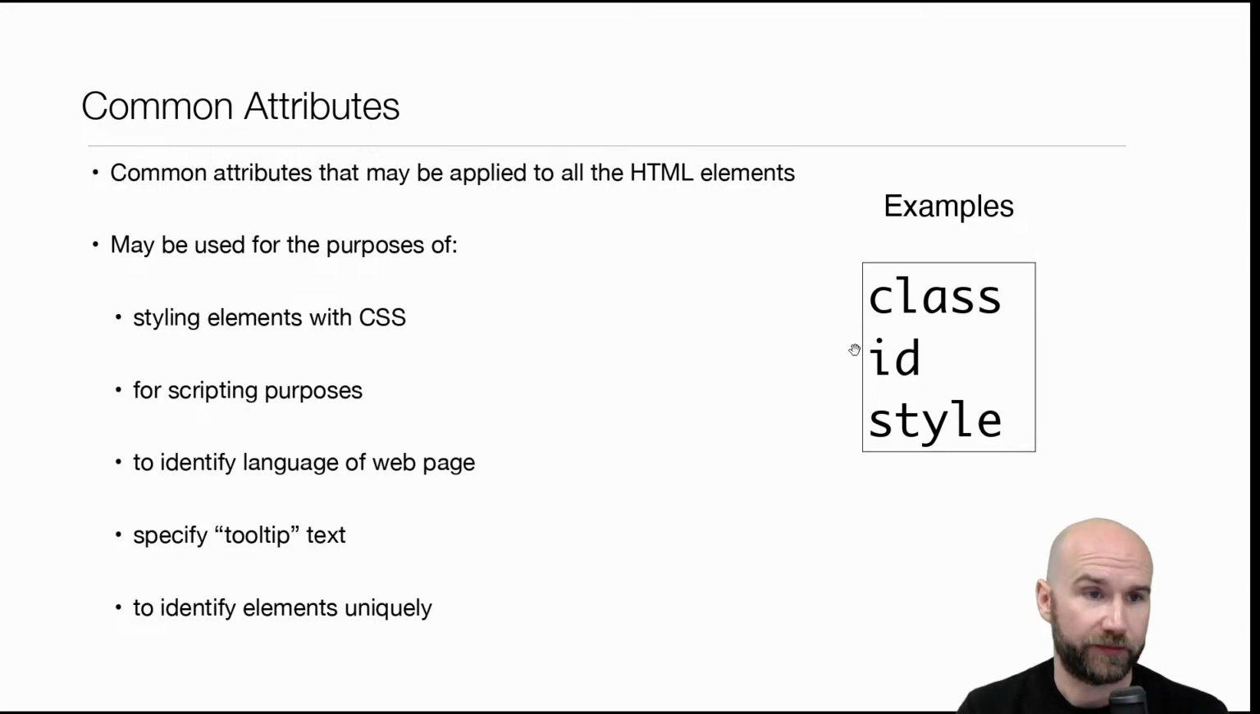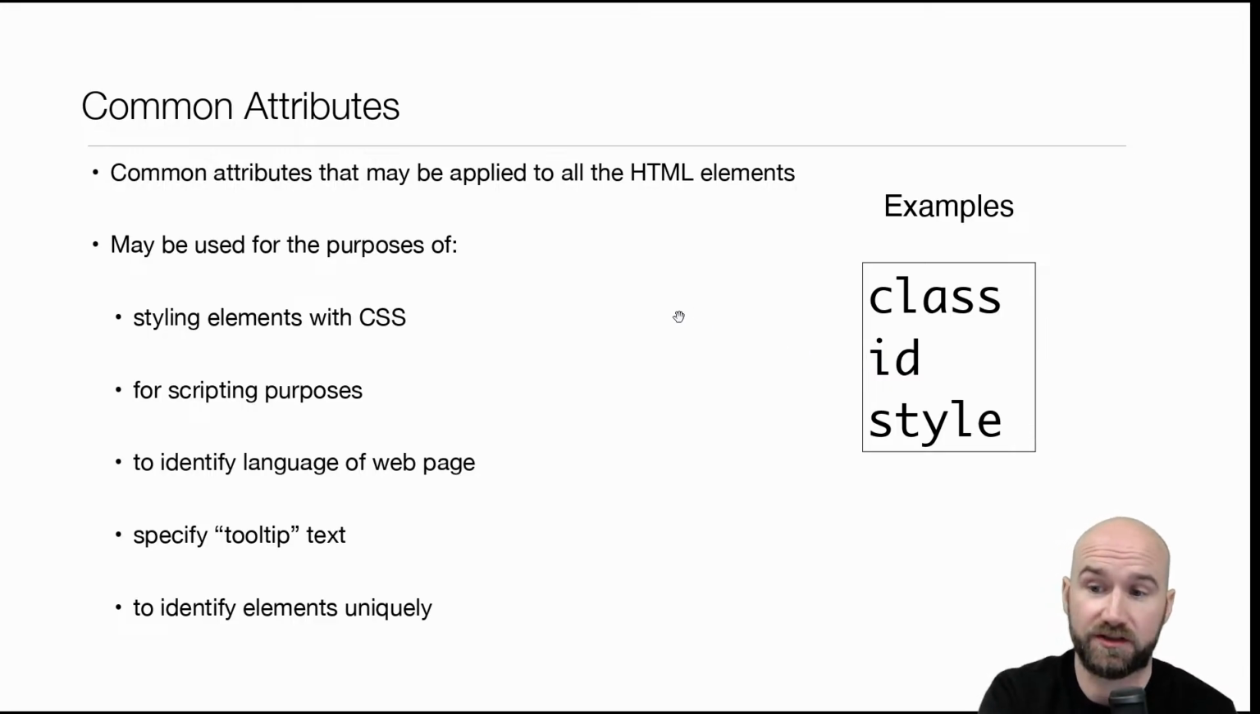So common attributes we might see that essentially can be applied to all HTML elements. When you go look at the documentation, you'll see that some elements will have very specific attributes. A lot of them will have a subset that are the same. And things like class, ID, and style exist on pretty much every HTML element out there.